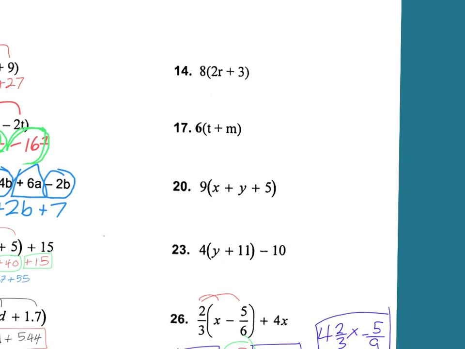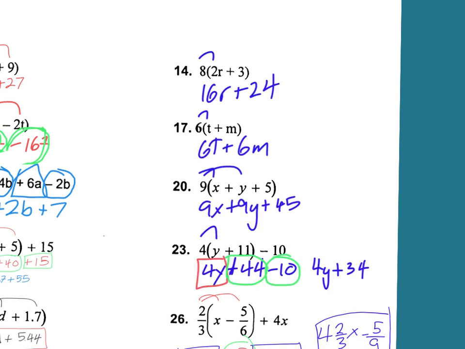I would like you to pause the video and try 14, 17, 20, and 23 on your own. I'm going to do them. So after you get them done, hit play again and see if you get the same answer that I got. All right, so you should have got 16r plus 24. Can't combine, no like terms. 6t plus 6m. Again, no like terms. So that's all we can do there.